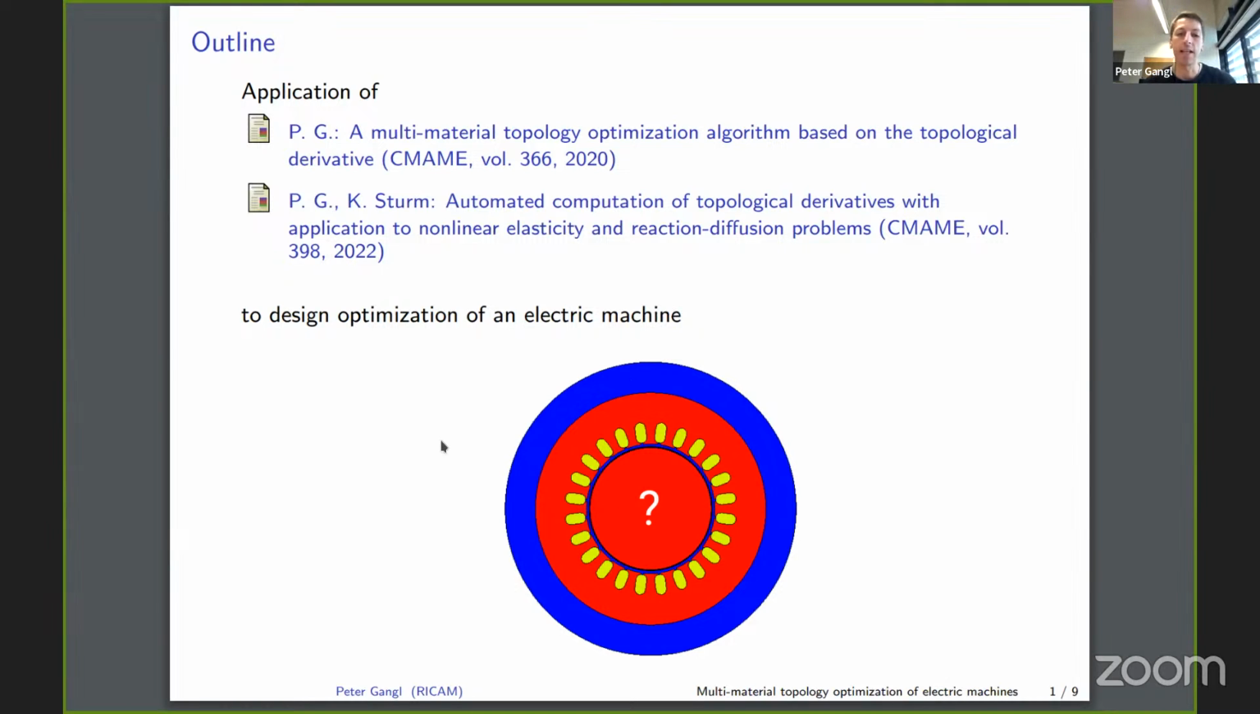Electric machines can often be modeled in two space dimensions. The two-dimensional cross-section looks like this. It consists of some ferromagnetic material in red here, some air regions in blue. Then we have some coil regions where copper wires are present, and we have electric current induced. And then we have the inner part, which is called the rotor, which is typically rotating. This typically also consists of iron, air, and possibly some permanent magnets. We want to optimize the geometry in there today.